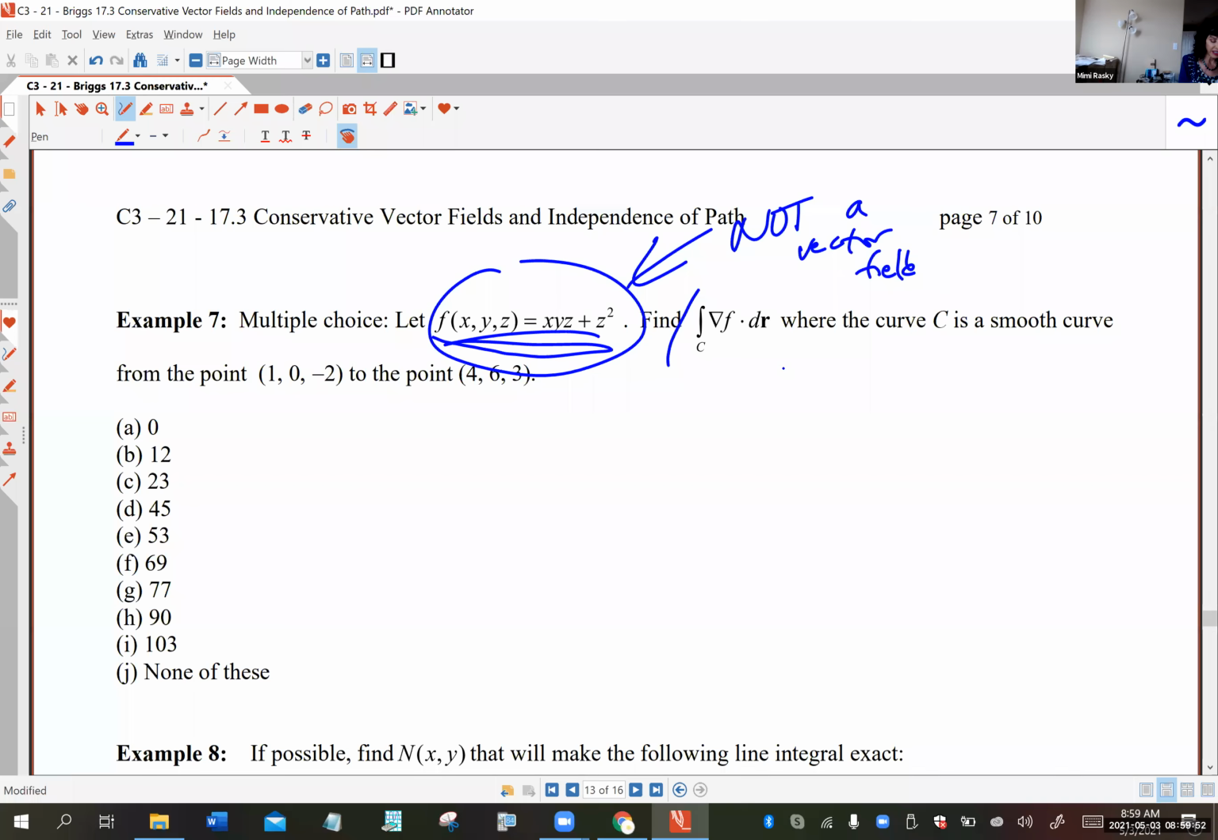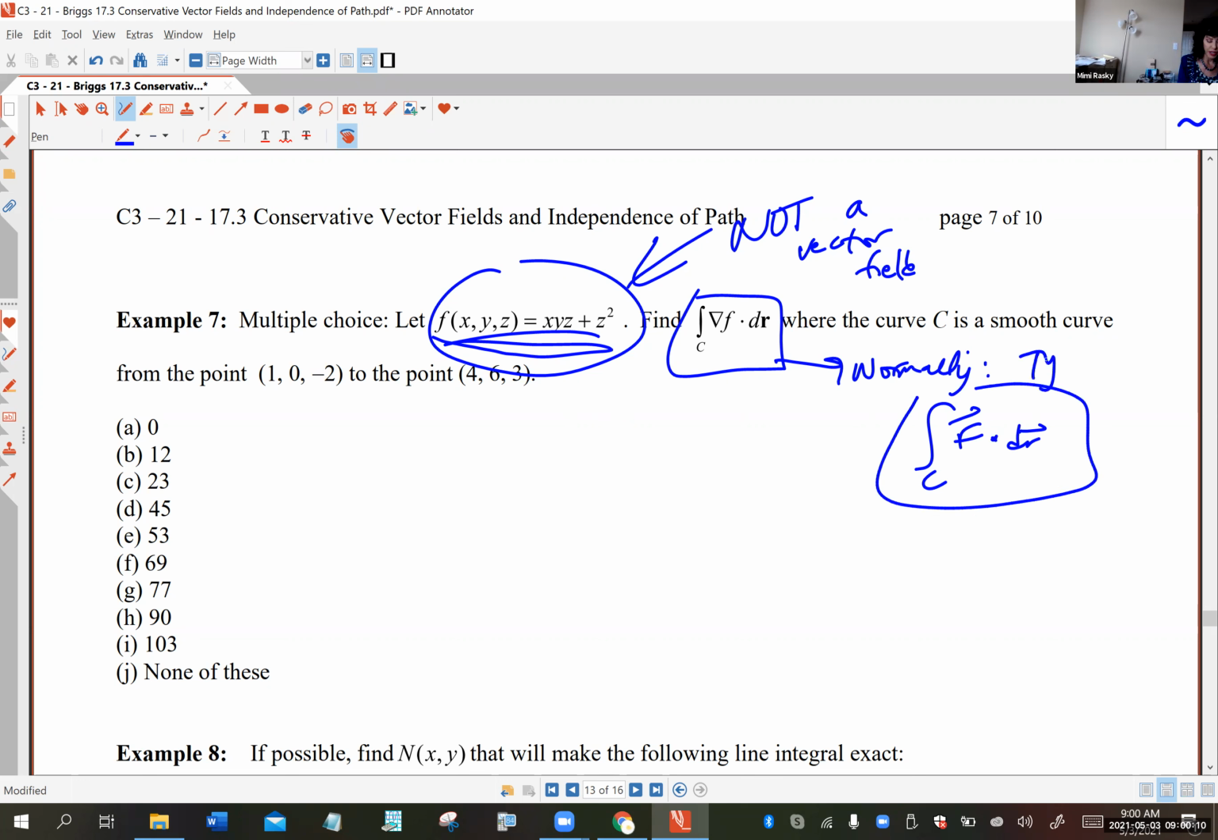So here they're asking you to do a line integral. Now normally when you see one of these line integrals, you see F dotted with dr. I've called these type 2 in my lecture notes, okay? Vector field line integrals. So this sort of has that look, but not quite. So what the heck?